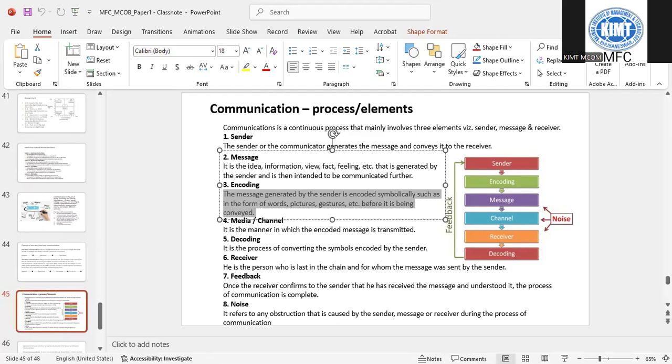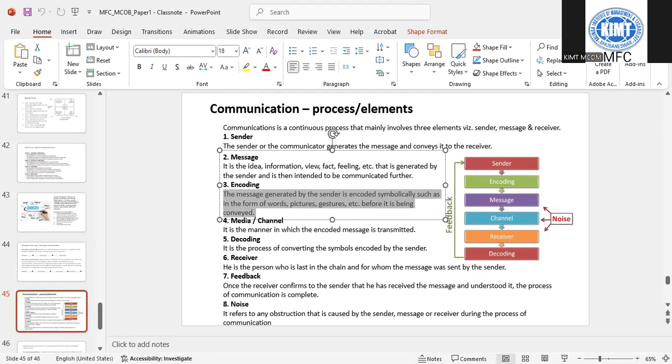Receiver means who is receiving your text. Feedback: whoever is receiving is confirming that they have received something. That is the feedback. Noise is anything unwanted, any unwanted sound or unwanted message.